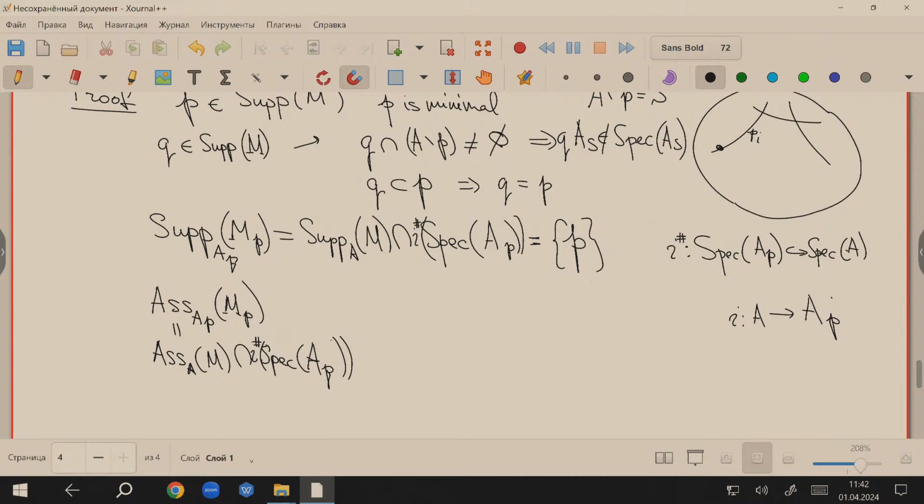And you have this set. What is most important here is that in order to get this set, which is the localization, you have to take the set of associated prime ideals and intersect it with the image of the spectrum of I_P. But it is contained inside the support of the localization.